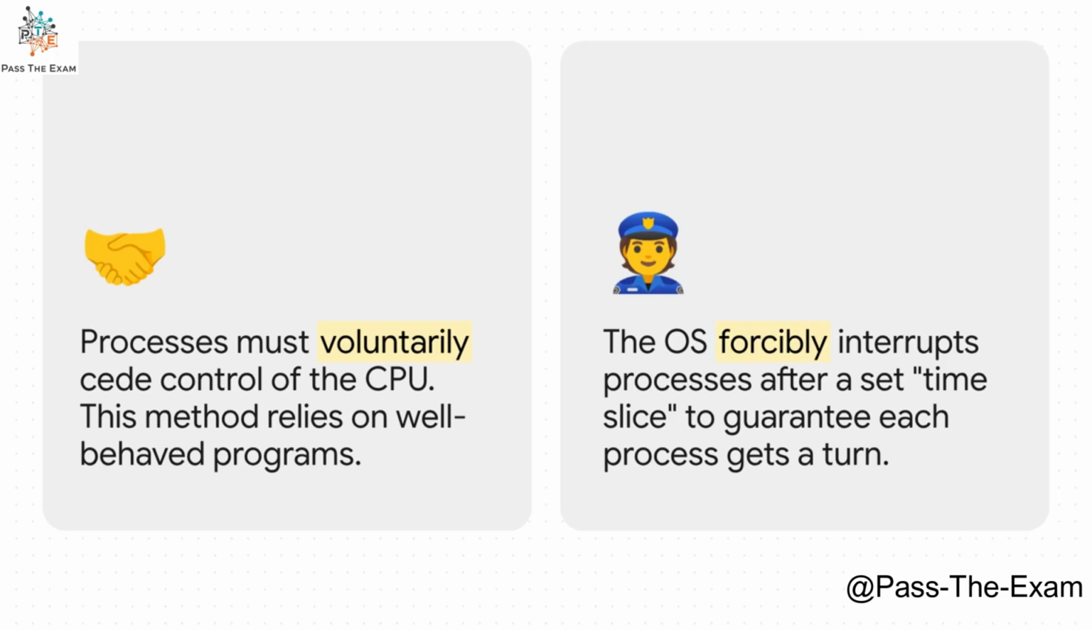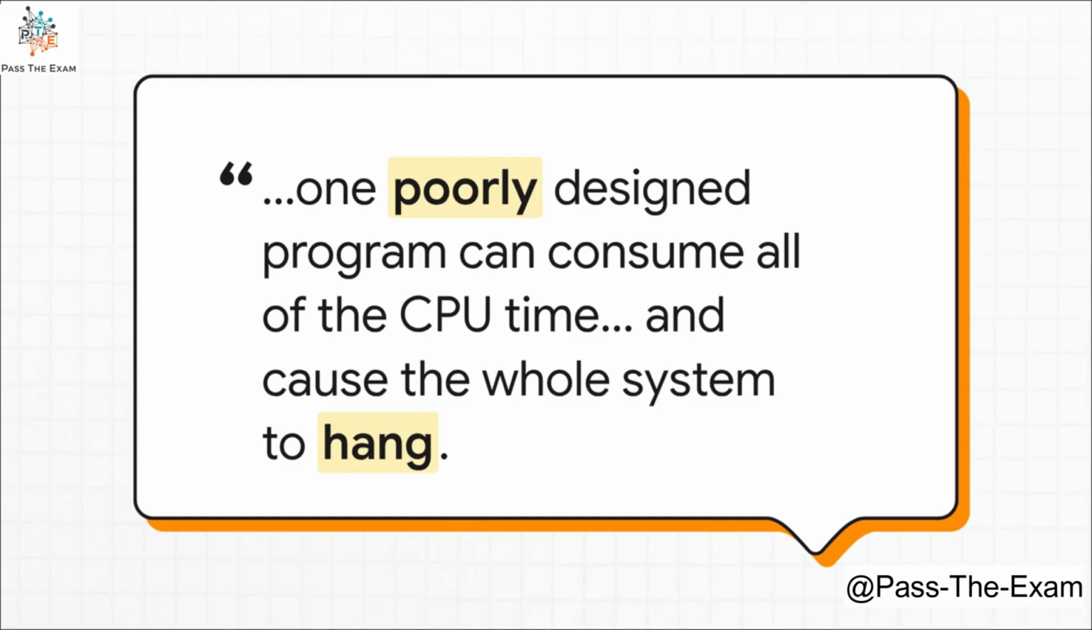This is the strict parent model. The OS is the boss, it gives each program a tiny time slice, and when that time's up, boom, the OS preempts it. It yanks control away and moves on to the next program, whether the first one was done or not. Yeah, that whole polite, cooperative model had a fatal flaw, and this quote just nails it.